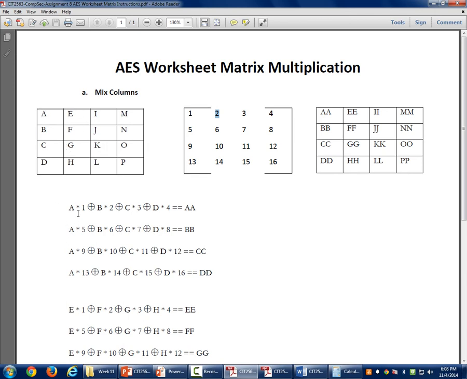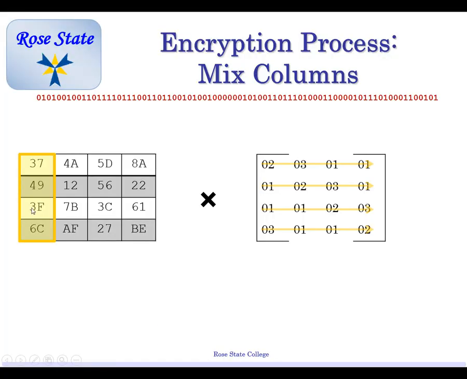Okay. So whatever's in position B times whatever's in position 2. So it ends up being 49 and 3. Okay, so 37 times 2, XORed with 49 times 3, XORed with 3F times 1, XORed with 6C times 1. All that combined becomes the top left block of the new area.